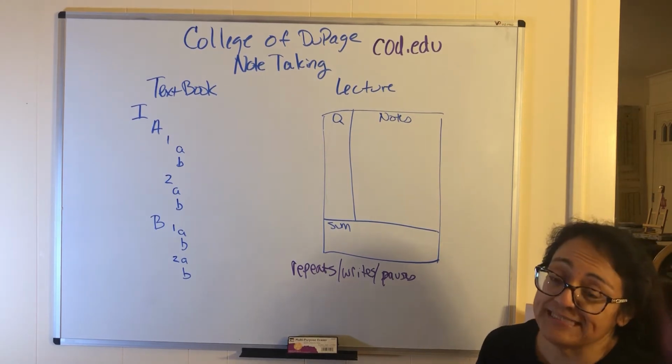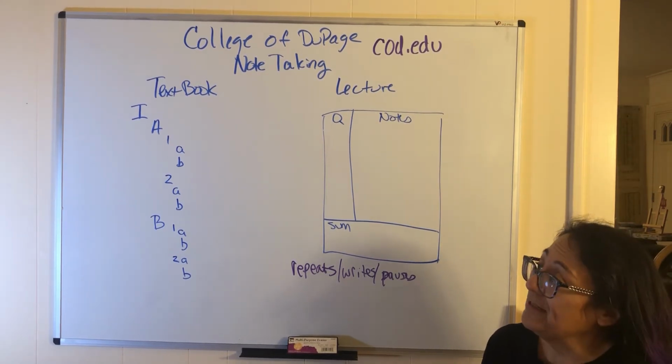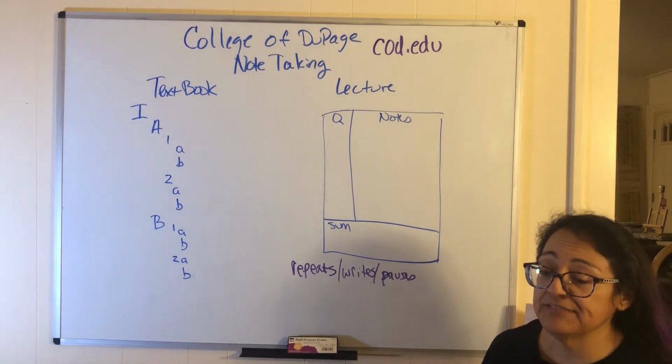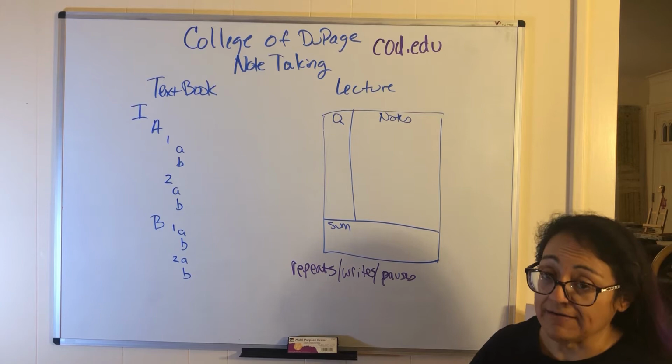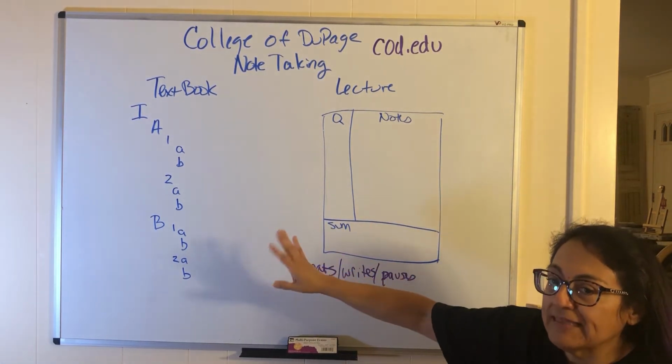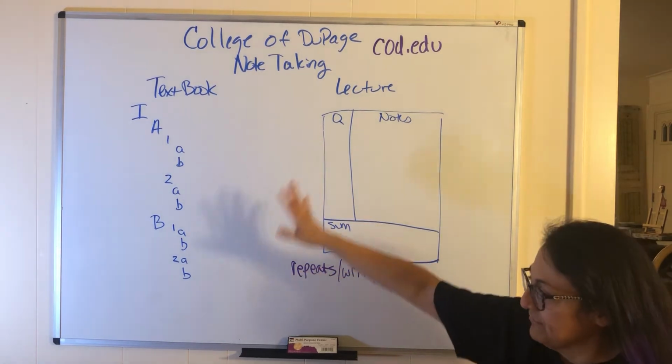Because the textbooks are set up in a very orderly fashion, this outline method is probably the best bet for taking notes out of a textbook. If you're going to be taking notes on a lecture, then that's a little bit different, because not all lecturers are going to be set up to be this organized.